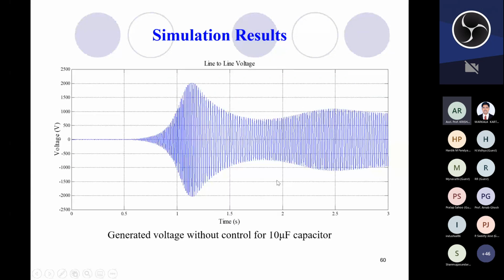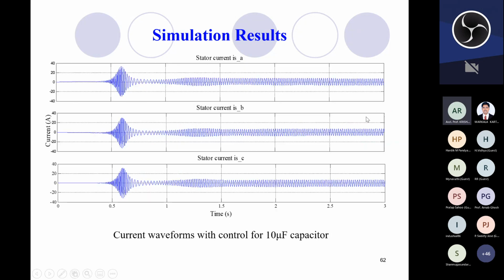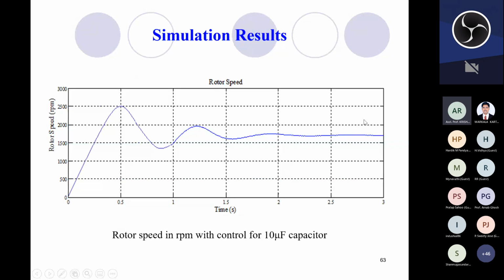Now if we use 10 microfarad capacitor, then this is the voltage waveform without control. You can see now the voltage is almost 1000 volt. Here the voltage is around 400, slightly above 400 volt, but the speed is higher. It is around 1700 rpm.